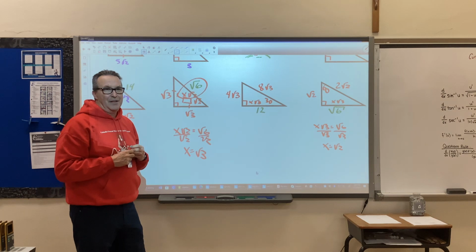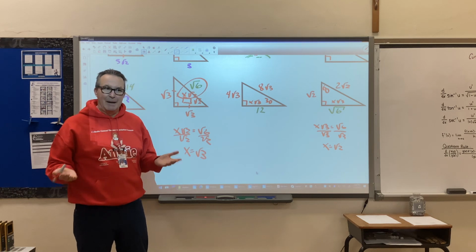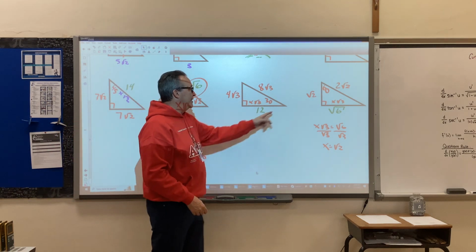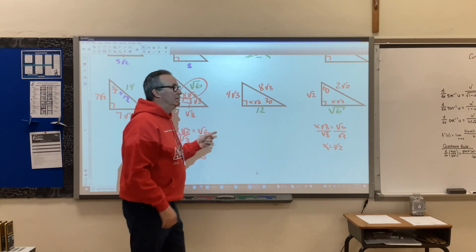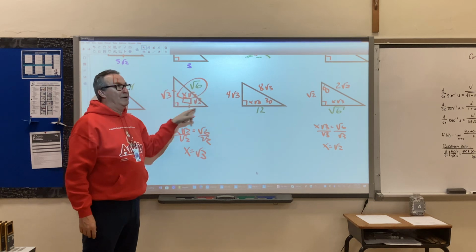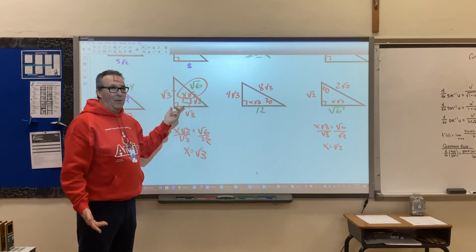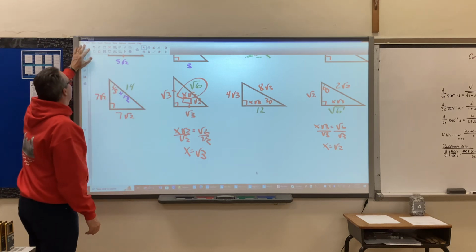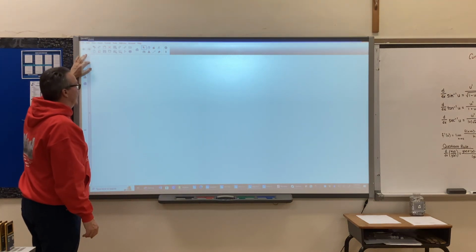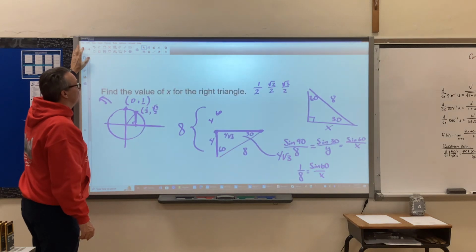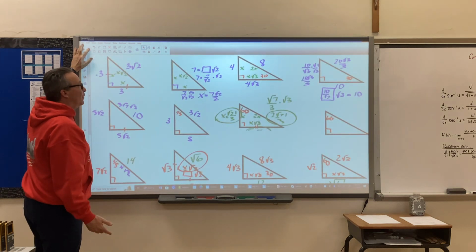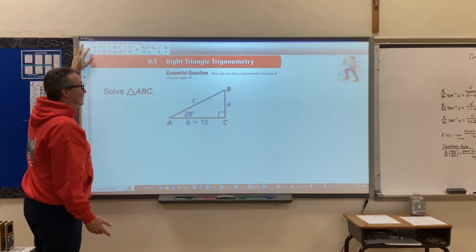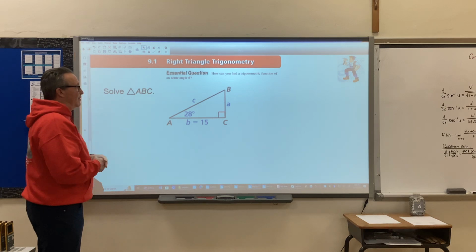How are you guys doing? 30, 60, 90, 45, 45, 90 right triangles. It needs to make logical sense. A 30, 60, 90 right triangle is half of a 60, 60, 60 triangle. A 45, 45, 90 right triangle is half of a square, right? No, there's more. There's more, right? There we go. Solve the triangle.